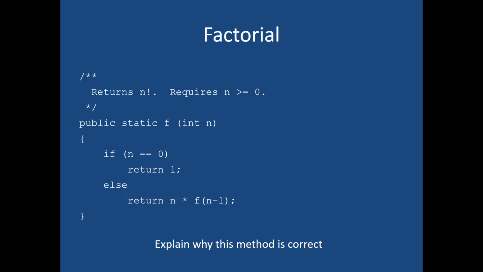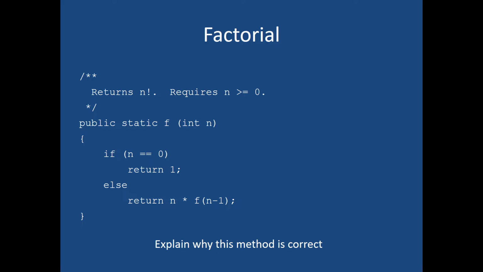So, we just take it on faith, just like when we called the imaginary factorial method or the square method, that this is going to do what it says it does. We get n minus 1 factorial, multiply by n, and return it. We're done. This really works. This is how you reason about recursive methods. You assume that the recursive call is going to work as specified, and if that assumption allows you to convince yourself that your method is correct, then it is correct.